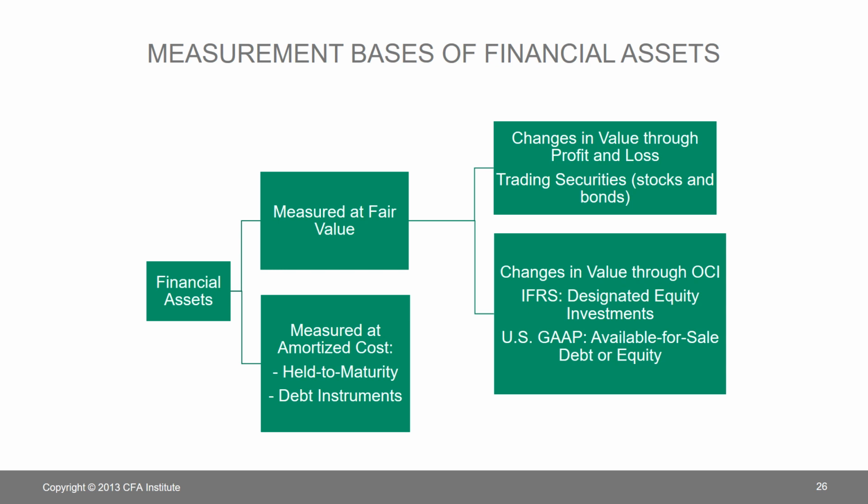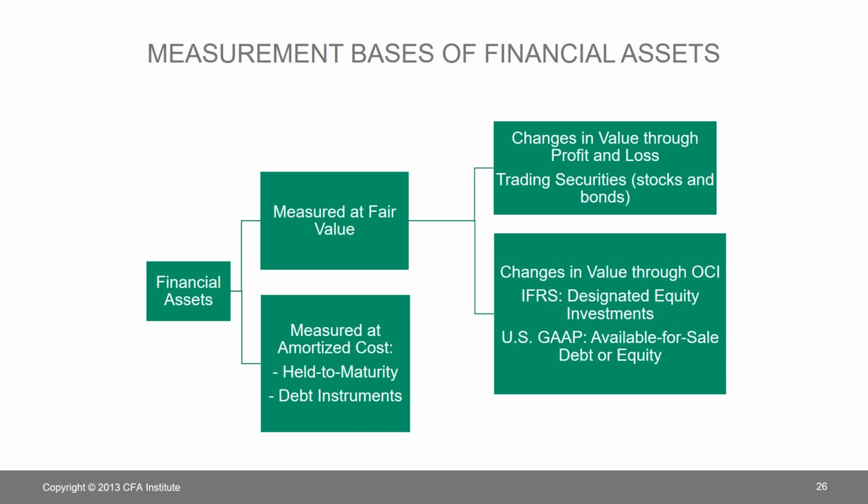Financial assets not measured at amortized cost are measured at fair value. How are any unrealized net changes in fair value recognized? We have two alternatives to do that. The first one is that we can recognize them as profit or loss on the income statement, or as other comprehensive income or loss, which bypasses the income statement.